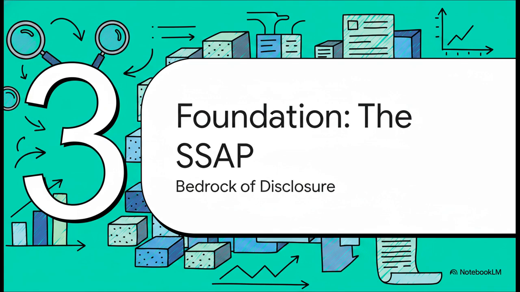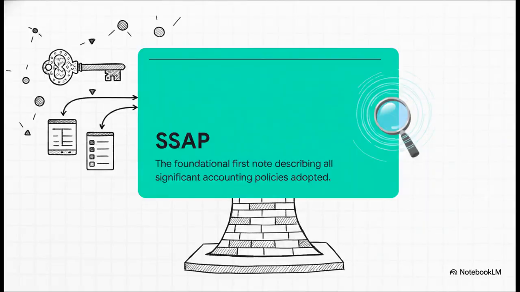Section 3, Foundation, the SSAP, which is really the bedrock of disclosure. So if we zoom in from the general notes, the SSAP, or the Summary of Significant Accounting Policies, is typically the very first note a reader sees. By definition, it describes all the significant accounting policies the entity has adopted to prepare its statements. It's the essential key that unlocks the reader's understanding, because it tells you exactly how each major line item on the balance sheet and income statement was actually measured and recognized. Without the SSAP, those numbers are just floating data points without an anchor.